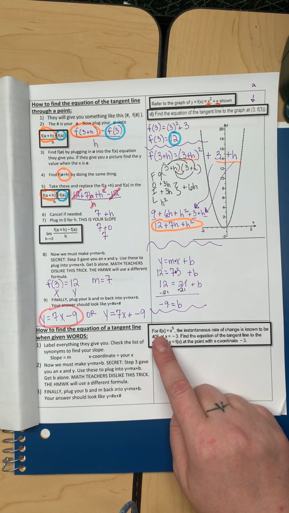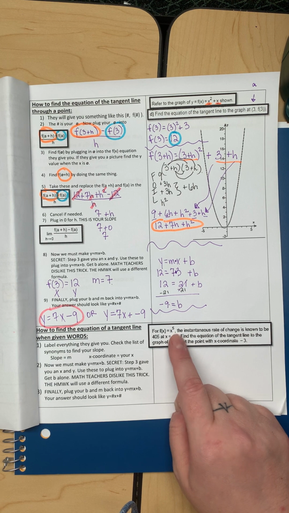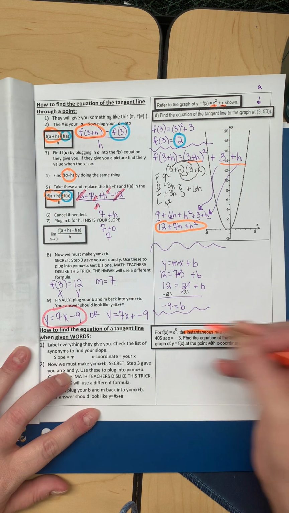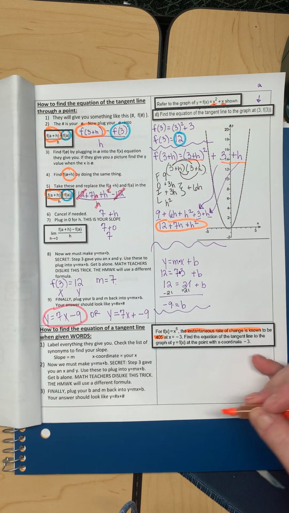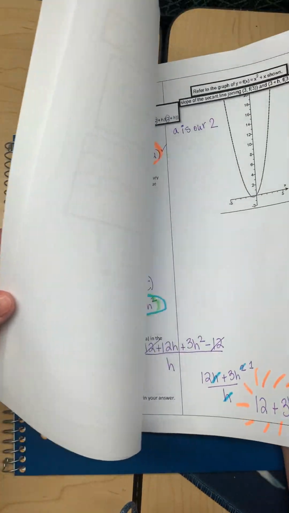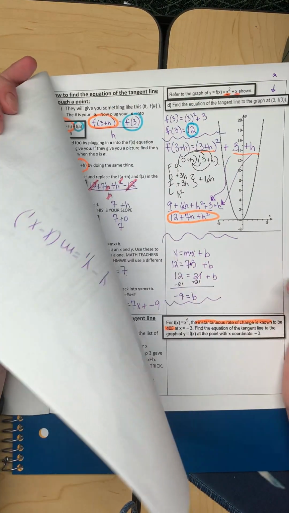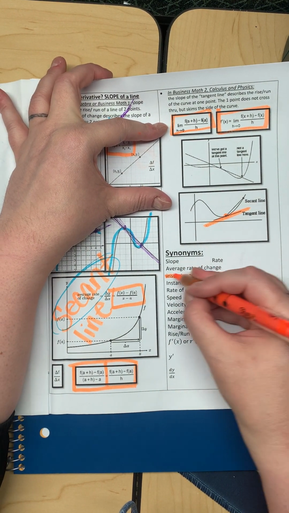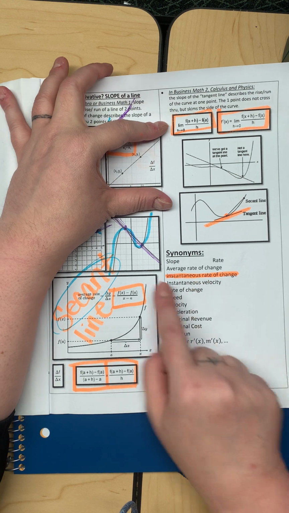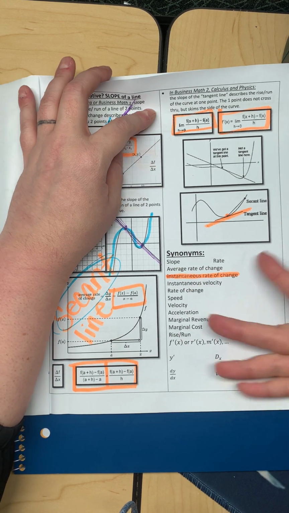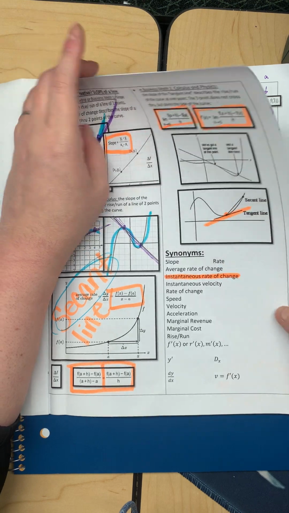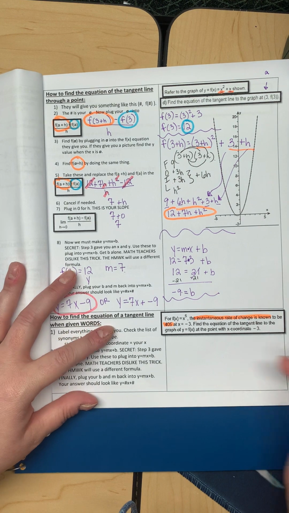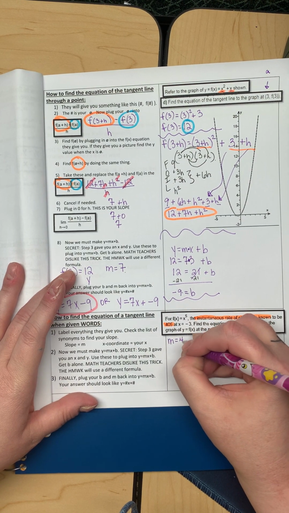For this example, it says for f of x equals x to the 5th, the instantaneous rate of change is 405. So that's a vocabulary word. I think it's a synonym, okay? So instantaneous rate of change. Oh, look, here it is. Instantaneous rate of change is the same thing as slope, derivative, blah, blah, blah. Okay, so that instantaneous rate of change of 405, that's our M. So M is 405.